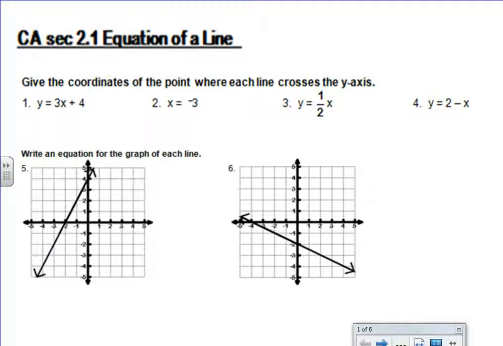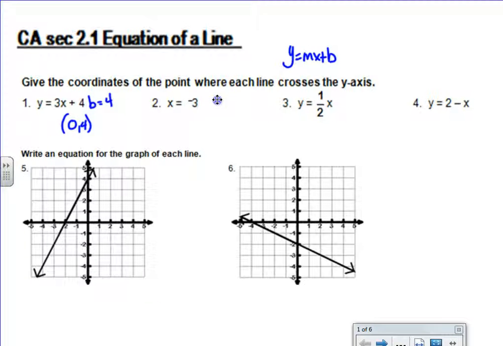This lesson from College Algebra 2.1 is a review of equations of lines. The coordinates where a line crosses the y-axis are also known as the y-intercept. Since these are all written in slope-intercept form, if I can identify the b value, I will know the y-intercept, or the coordinates of that point. In this case, the b is 4. Since they want the coordinates, remember the y-intercept has an x value of 0 and a b value of 4.